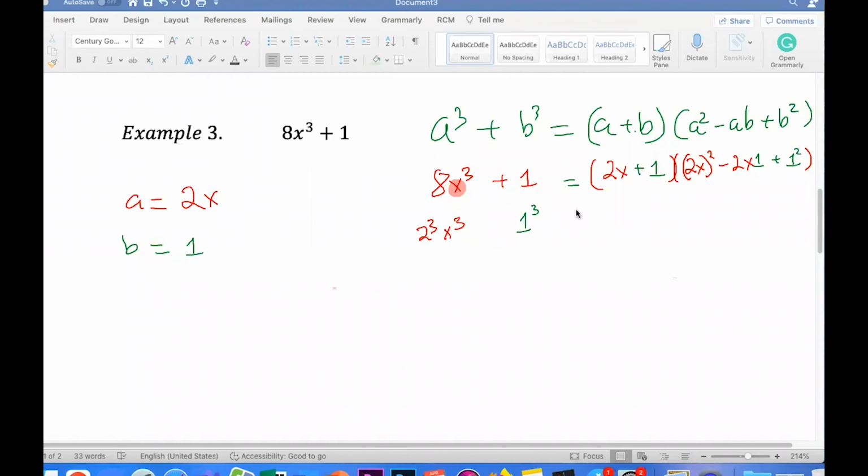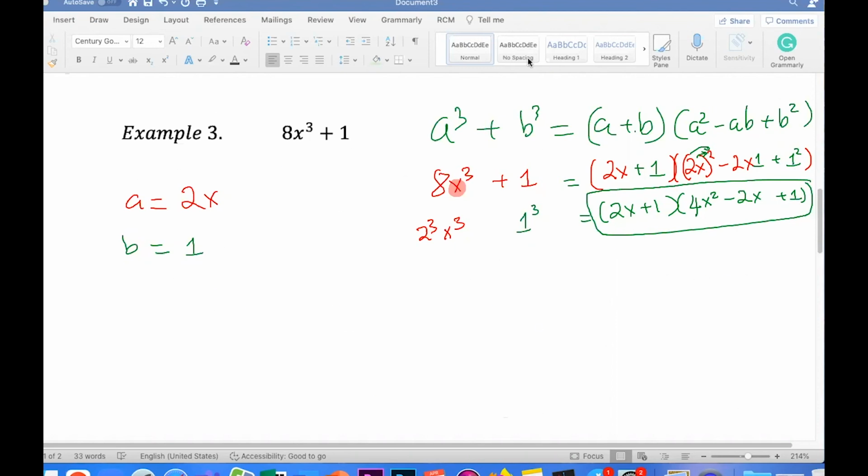When we have all of that, let's go ahead and do it all together. So we have 2x plus 1. This is 2 to the power of 2, so that's 4. And then x squared, because they both go to that power. 2 times 1 is minus 2x, and then plus 1. And that's it. So that's how we're doing this puzzle.